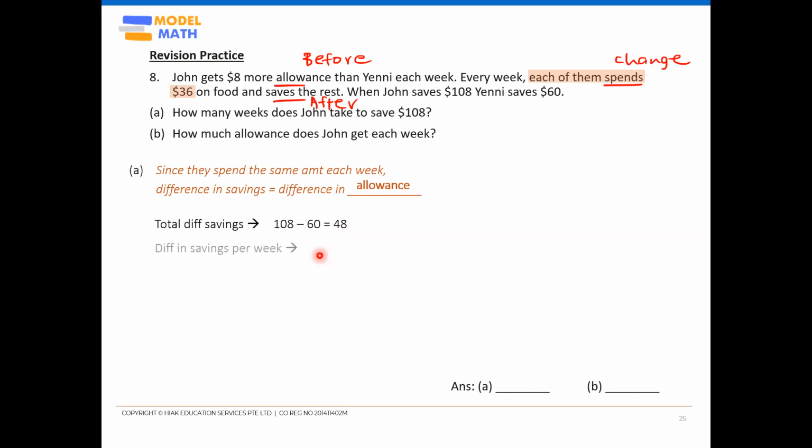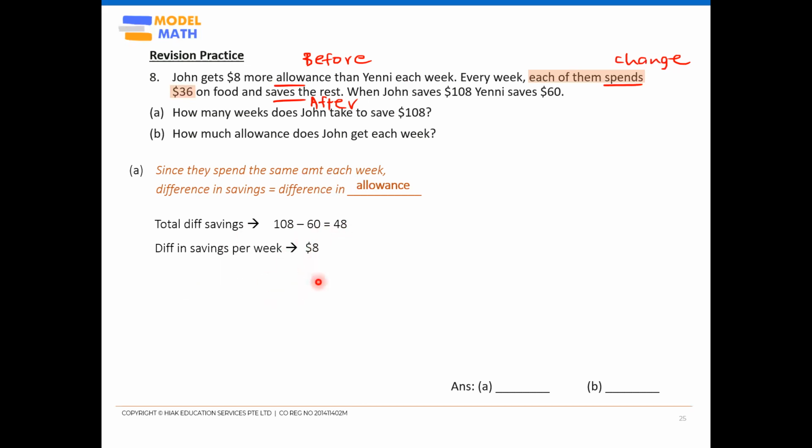Now, do I know the savings per week? Yes, we do. Why? Because if the difference in allowance every week is $8, it also means the savings difference per week is also $8 because of this logic that we discussed earlier. Whatever difference in allowance is the same as the difference in savings because of the unchanged difference concept here. So every week, the difference between their savings is also $8.